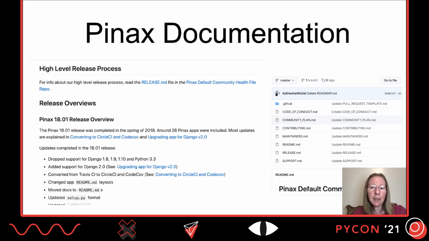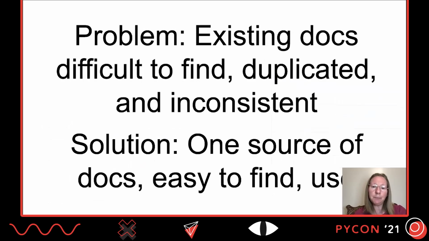For a while, I spent my time figuring out how things were done. I started by creating a release plan that explained the Pinax way of doing things, then moved on to creating a global community health file repo filled with default files, including a code of conduct, a community plan, contributing and support information, information for maintainers, and issue and PR templates.